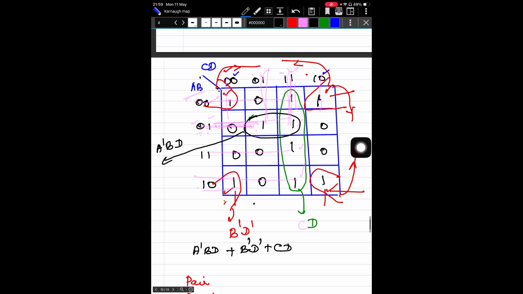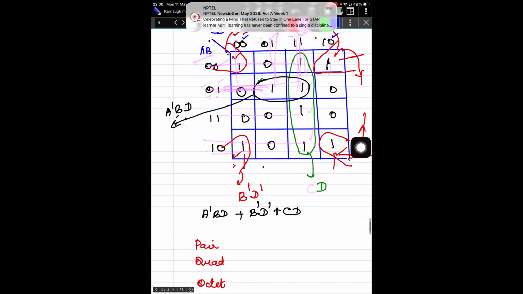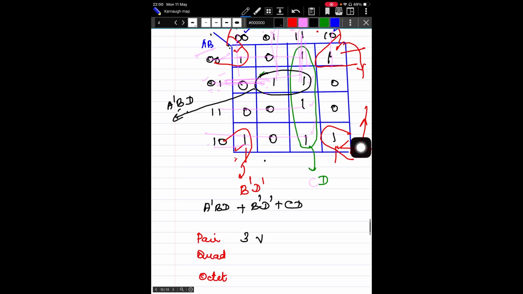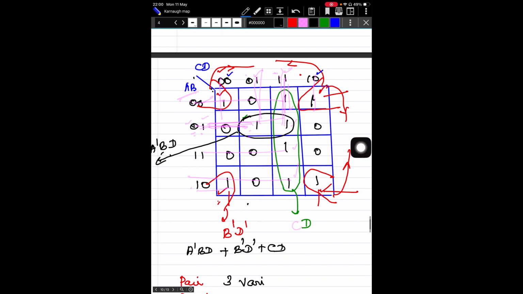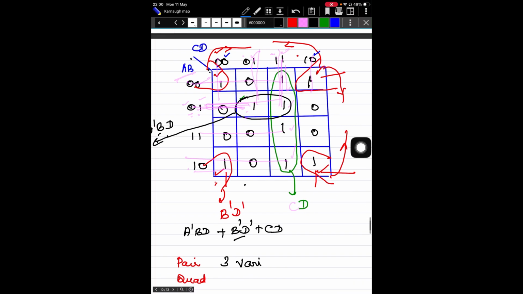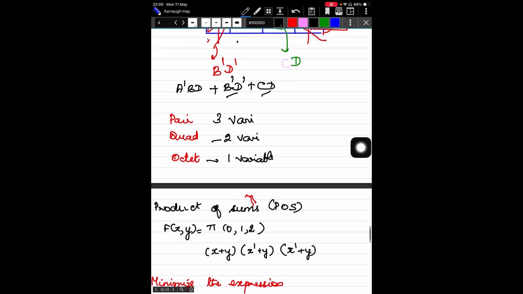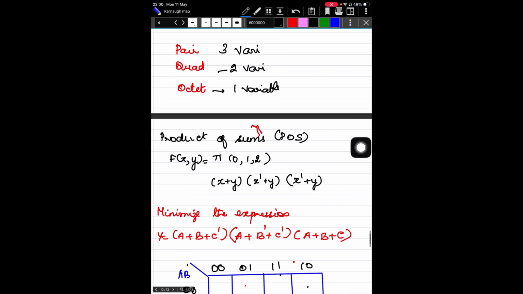We have a pair here. The black box is a pair. Pair A dash B D. How many variables are there? For the pair, I have 3 variables. For a quad, how many variables do I have? For a quad, the green and the red are quad. I have 2 variables. Obviously, when I go for an octet, I'll have only 1 variable. Is that clear? So all these things were related to sum of products.